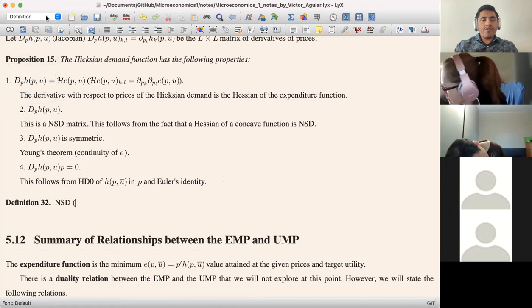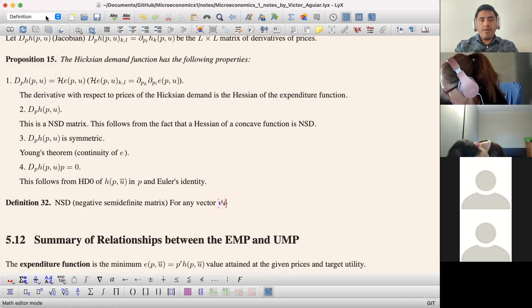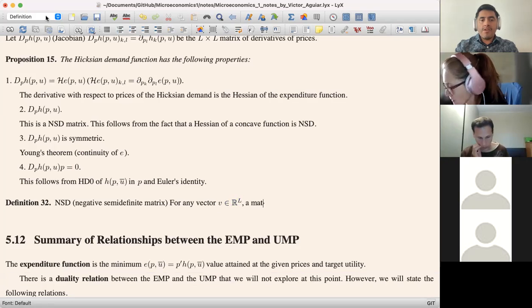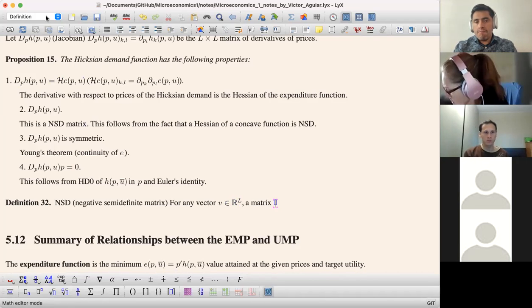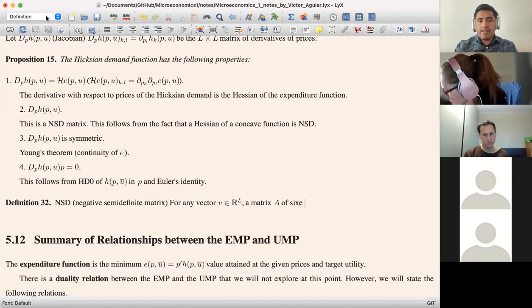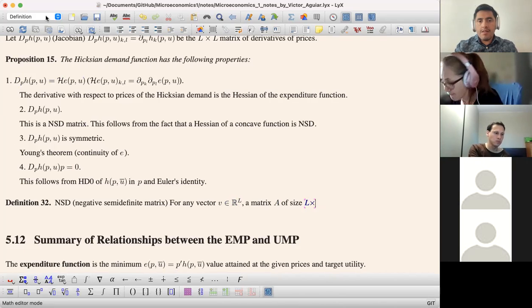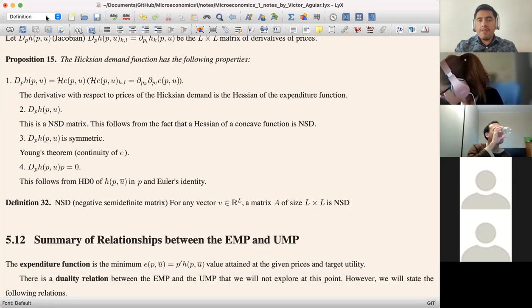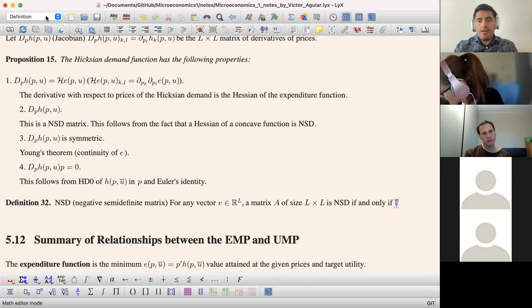Negative semi-definite matrix, right? For any vector v in R^L, a matrix A of size L times L is negative semi-definite if and only if v transpose A v is less than or equal to 0.